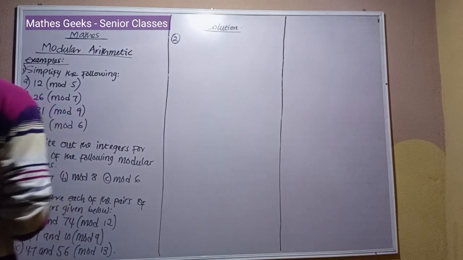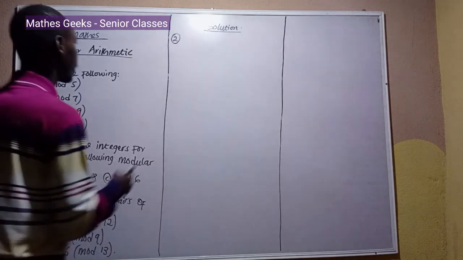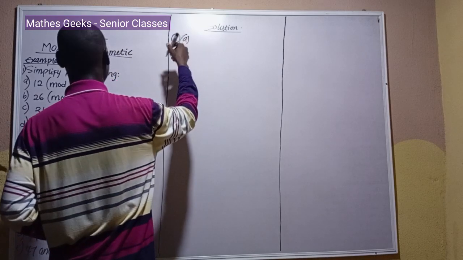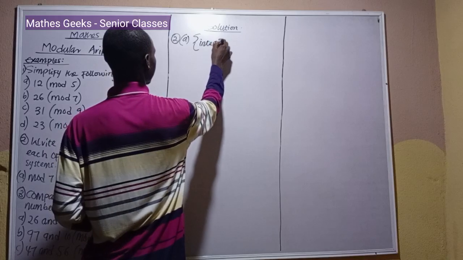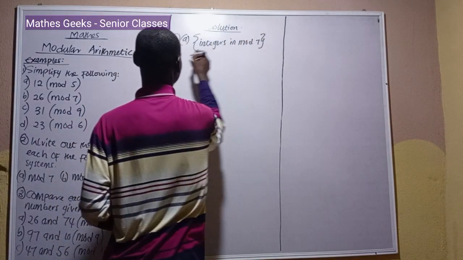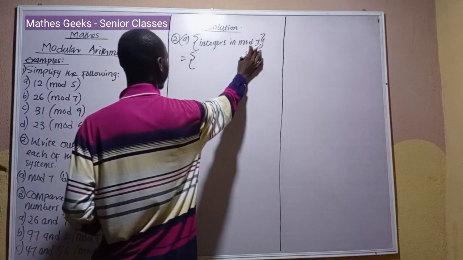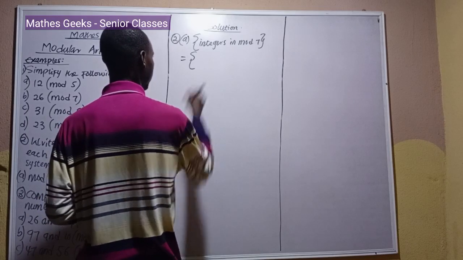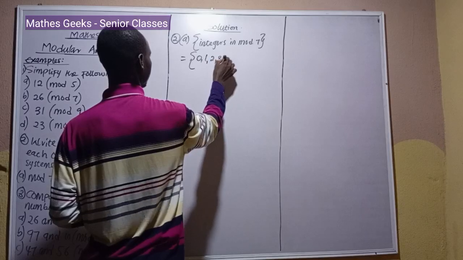Write out the integers for each of the following modular systems. The set of integers in mod 7 will be equal to the range starting from 0. In mod 7, the highest remainder will be 6. So it will be from 0 to 6: 0, 1, 2, 3.